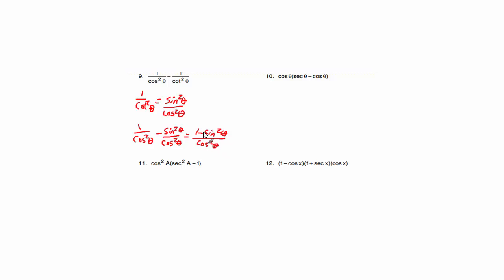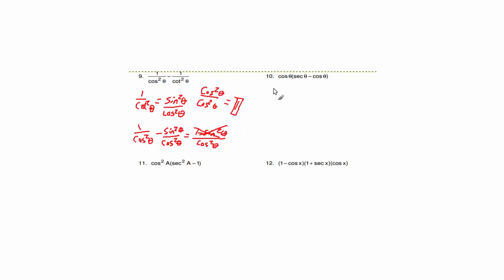Now what you should also notice though is that 1 minus sine squared theta corresponds to our Pythagorean identity, which is sine squared theta plus cosine squared theta equals 1. So this actually is the same thing. This whole part right here is the same thing as cosine squared theta. It's cosine squared theta, this part right here, over cosine squared theta. So we're going to put that over that. And when you get something divided by itself, this is actually going to equal 1. So that's the answer for that one.